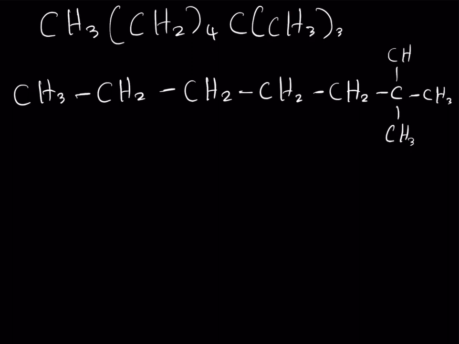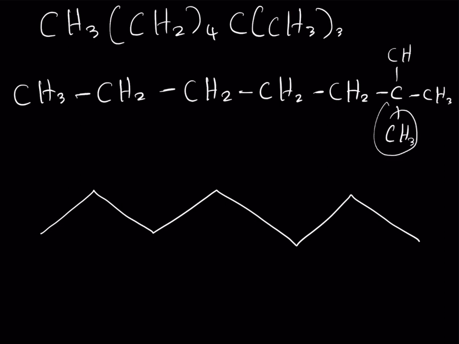So I would draw a bond line structure with 7 carbons. So 1, 2, 3, 4, 5, 6, 7. And then in terms of substituents, we can see that at the end we have one substituent. I erased one more thing here. We have a methyl on the second to last carbon, and then we have another methyl on the second to last carbon. So we have 2 methyls on this carbon right here. So we would just draw them like this.